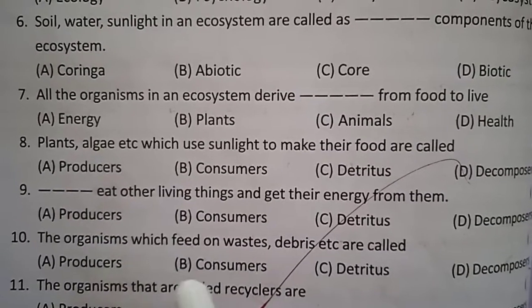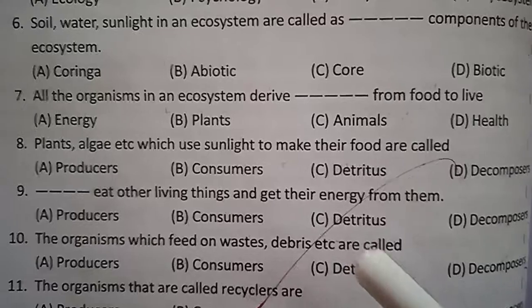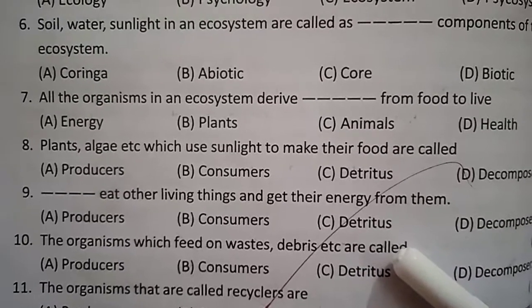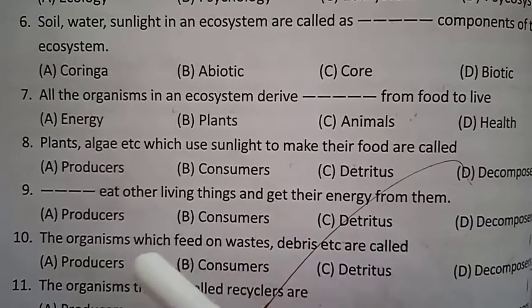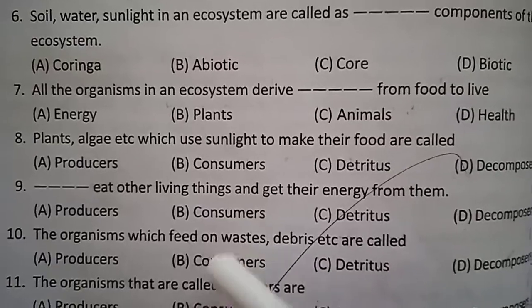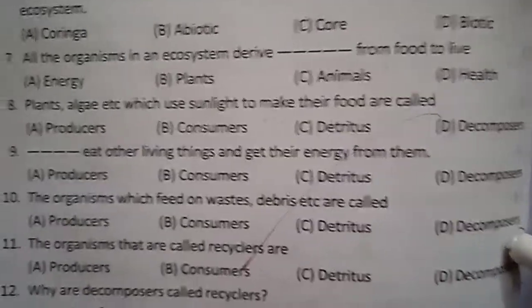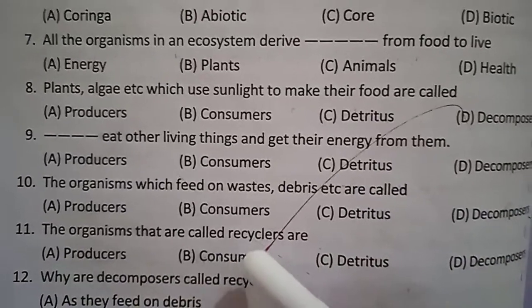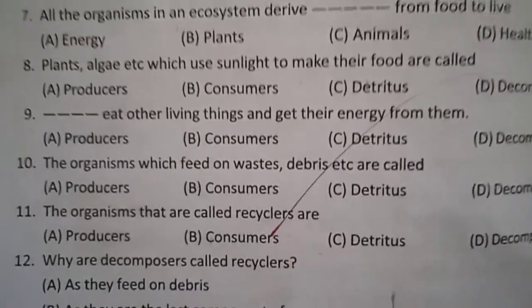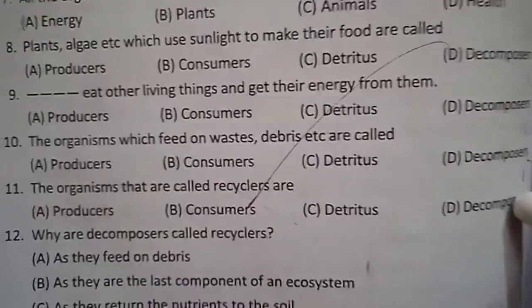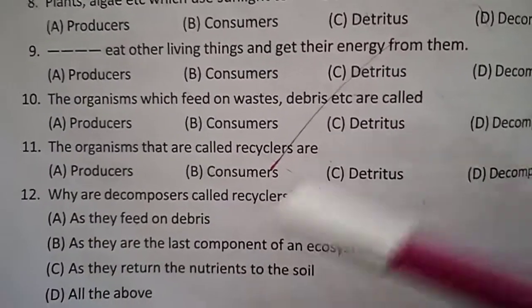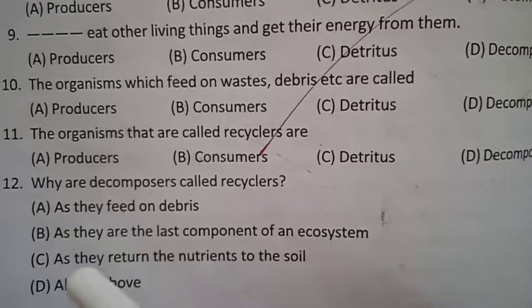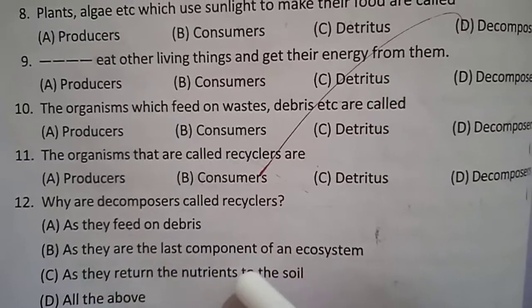The organisms which feed on wastes, debris, etc. are called dash. Which feed on wastes, that means like mushrooms, decomposers. What is that? Decomposers. The organisms that are called recyclers or decomposers. Why we have to call these are decomposers? See the next bit, you can get the answer. As they return the nutrients to the soil.